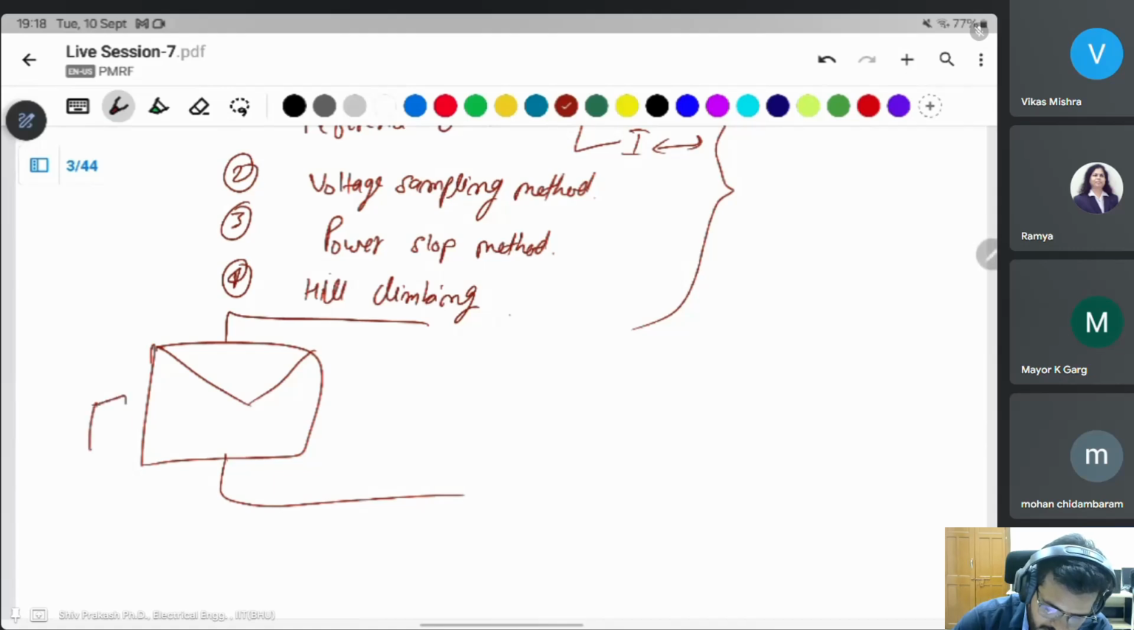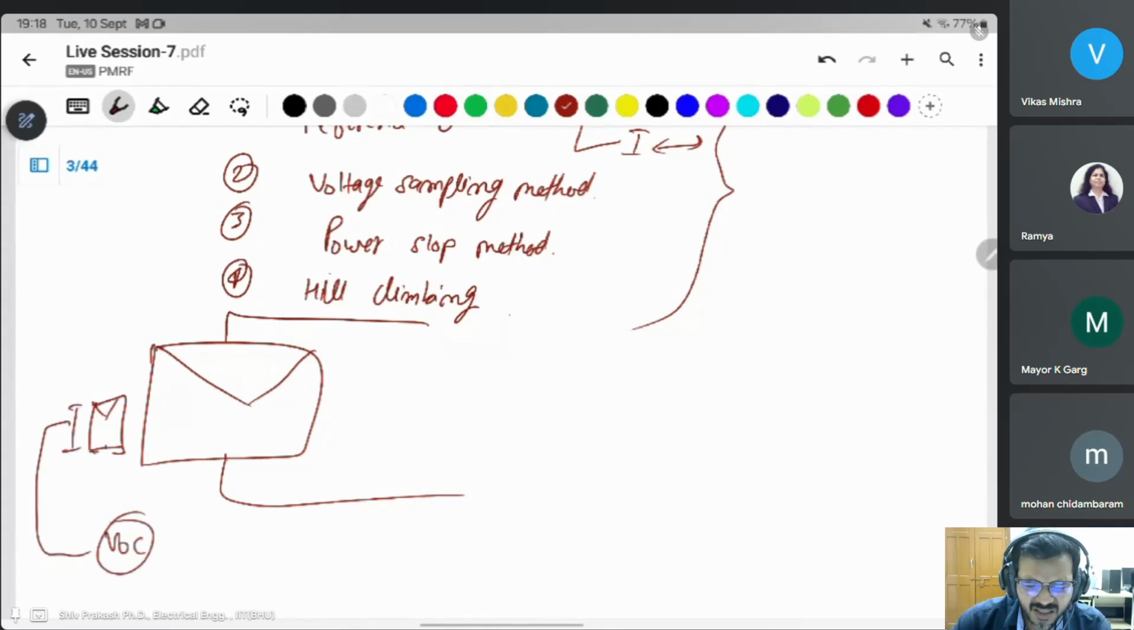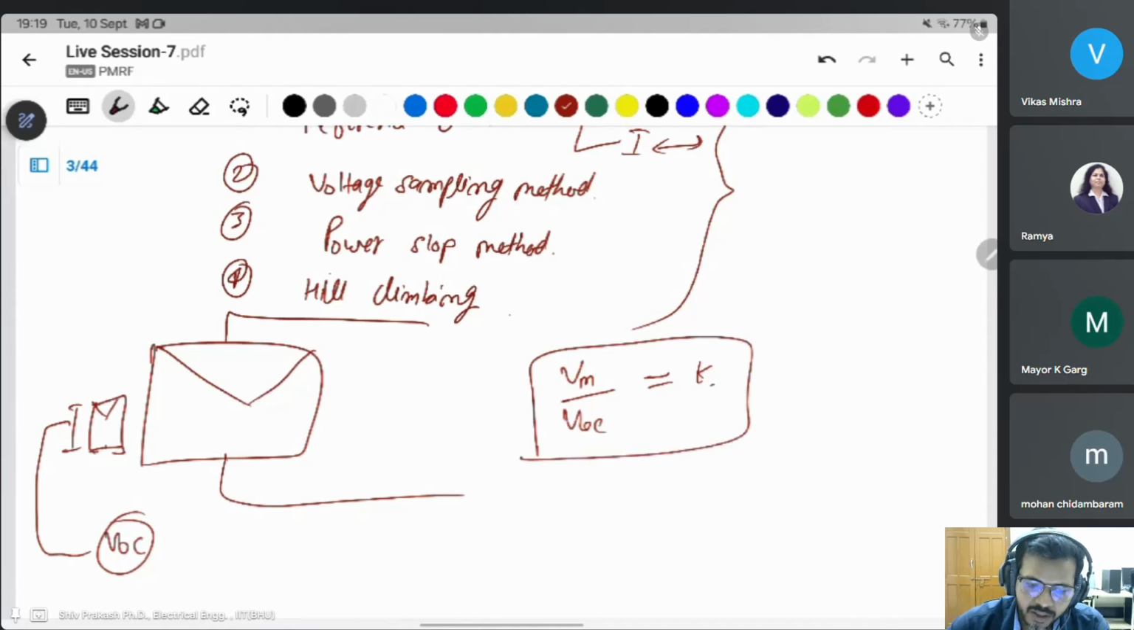Then you use a sample of the same thing, like lower power, but the actual VOC output voltages are the same, but power is not the same. A smaller module, and take this VOC, the open circuit voltage. This is the very common formula: you take the voltage at maximum power and the open circuit voltage, the ratio of this is something like K. Then you can use a PI controller to track this only.